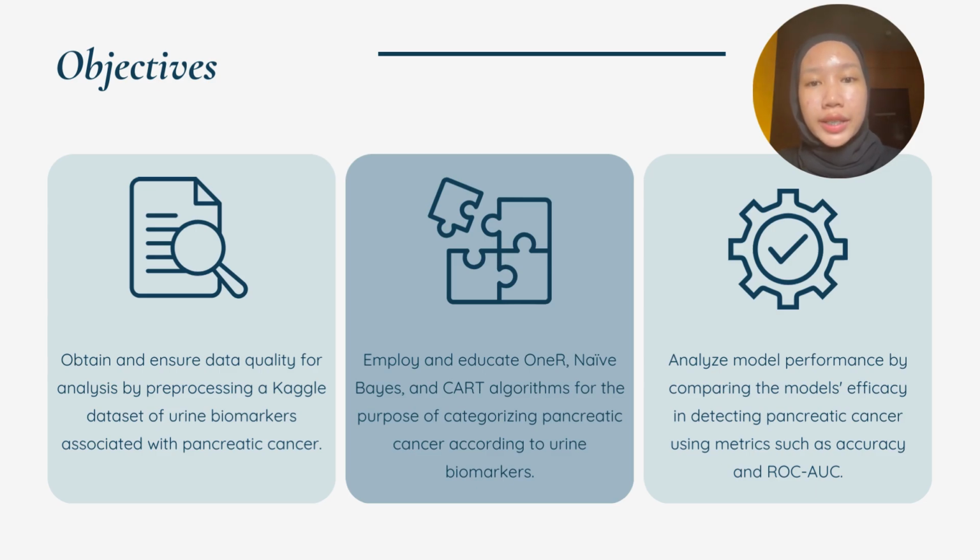To employ and train the 1R, Naive Bayes, and CART algorithms for the purpose of categorizing pancreatic cancer according to urine biomarkers. And the last one is to analyze model performance by comparing the model efficiency in detecting pancreatic cancer using metrics such as accuracy and ROC-AUC.